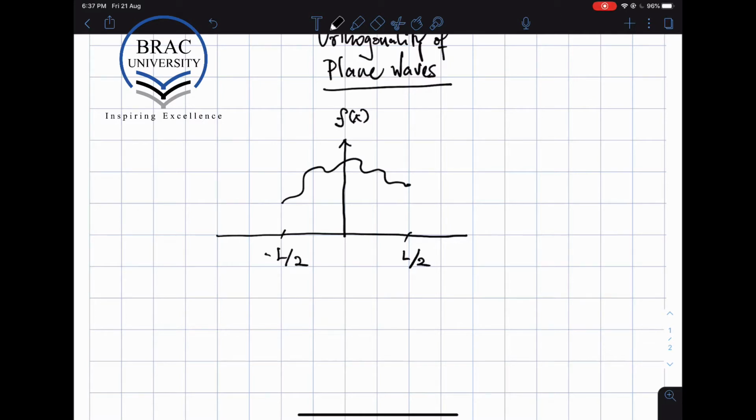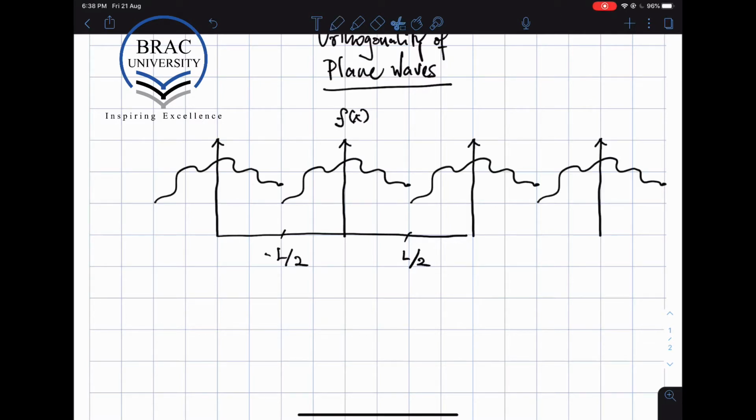So what we did is that we copied this function and made it into a function which was periodic. And this new function, we gave it a different name, something like phi of x. And then we expressed this new periodic function as a linear combination of sines and cosines, which we can also write in terms of exponentials.